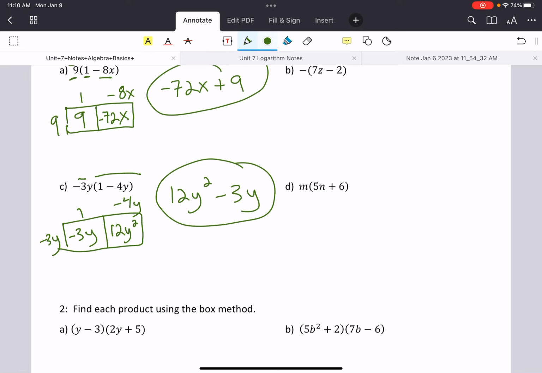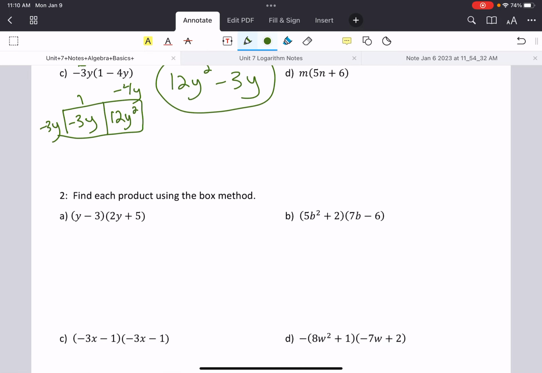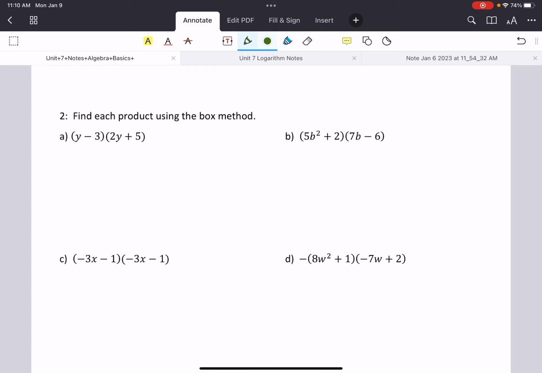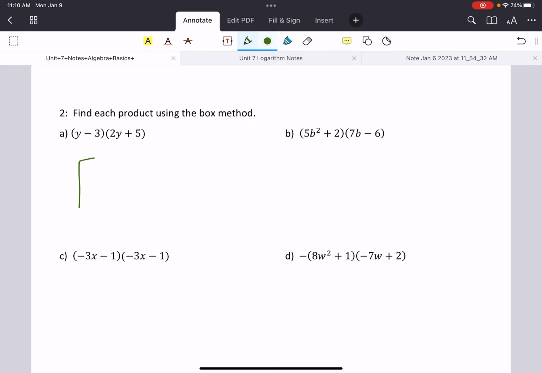Okay, this is where on 2A, sorry, this is where the box method really starts coming in handy because it keeps track of everything. The difference this time, though, is that my box isn't going to be a 1 by 2 anymore. It's going to be a 2 by 2. Yep. So y minus 3, 2y plus 5. Oh, yeah, I remember this. Now it's familiar? Good.